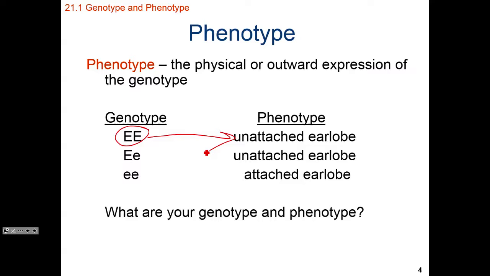If that patient or person has a heterozygous genotype for the unattached earlobe, then they have the unattached earlobe. Having an earlobe unattached is a dominant trait. And then finally, if the patient is homozygous recessive for the earlobe being unattached, they will have the recessive phenotype, or the recessive trait, expressed.